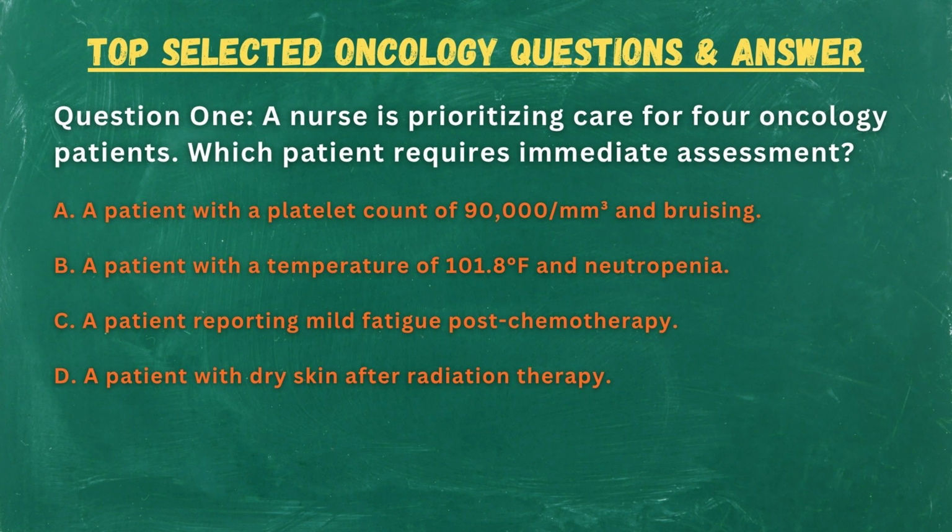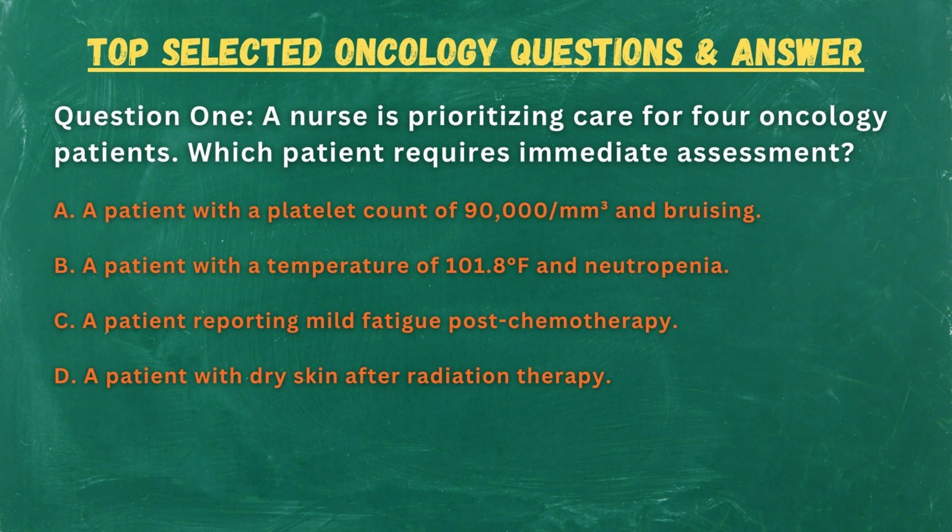Question 1. A nurse is prioritizing care for 4 oncology patients. Which patient requires immediate assessment? A. A patient with a platelet count of 90,000/mm³ and bruising. B. A patient with a temperature of 101.8 degrees Fahrenheit and neutropenia.